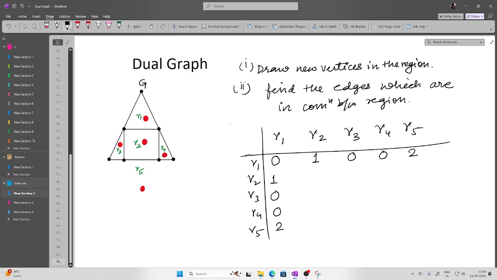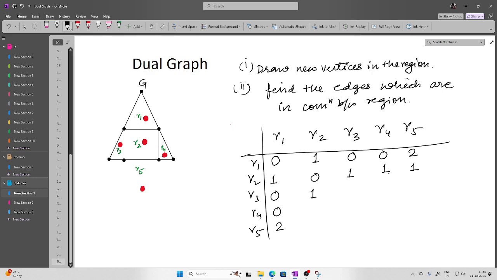Then comes R2. R2, R1 is already there, then I have to go for R3 and R4. R2, R3 is sharing this particular edge, so this is 1. R2, R4 is sharing this edge, so this will be 1. Then R2, R5, this is R2, this is R5, sharing this particular edge, so this will be 1. Likewise, this is R2, R3, so R3, R2 will also be 1. Then R2, R4 is 1.